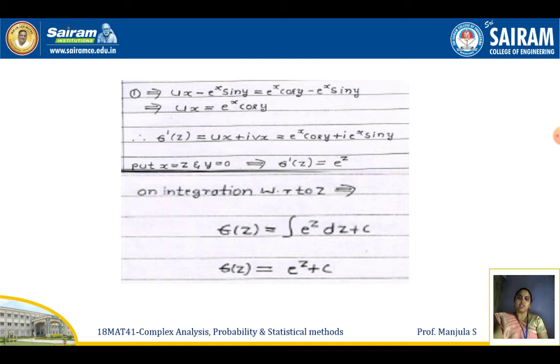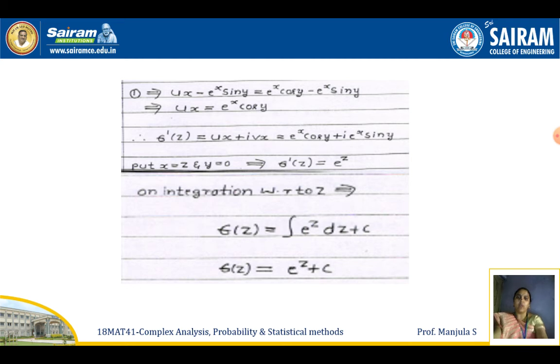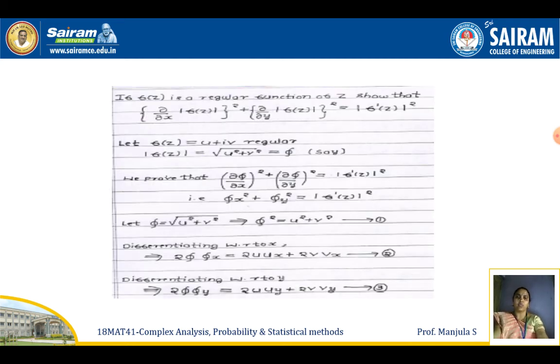On integration with respect to z, f of z equals the integration of e power z with respect to z, plus c. So f of z will be e to the power z plus c. This is our required solution. Now we got the required analytic function. Now we'll see the next problem.